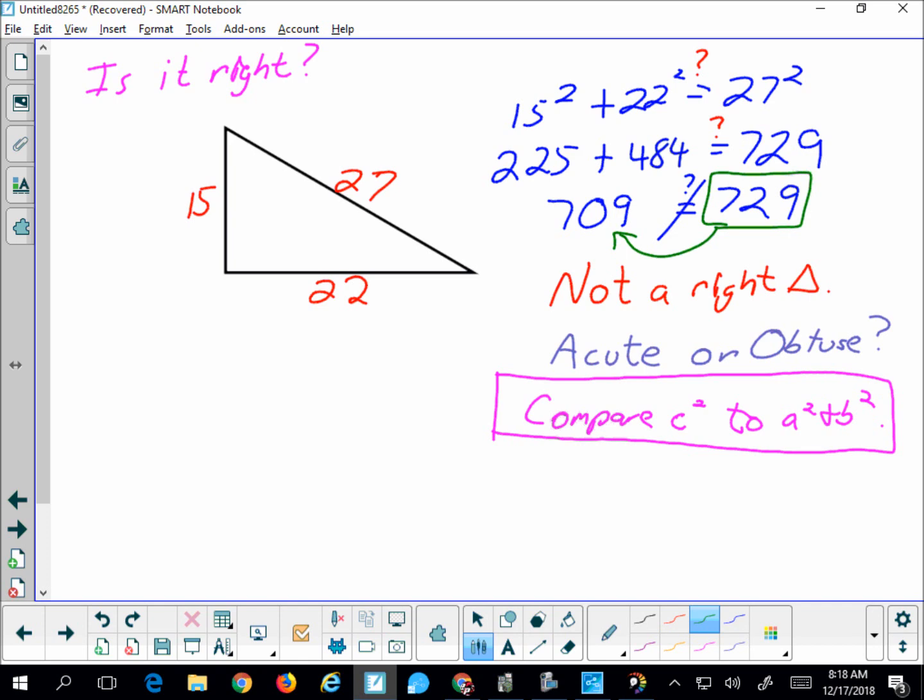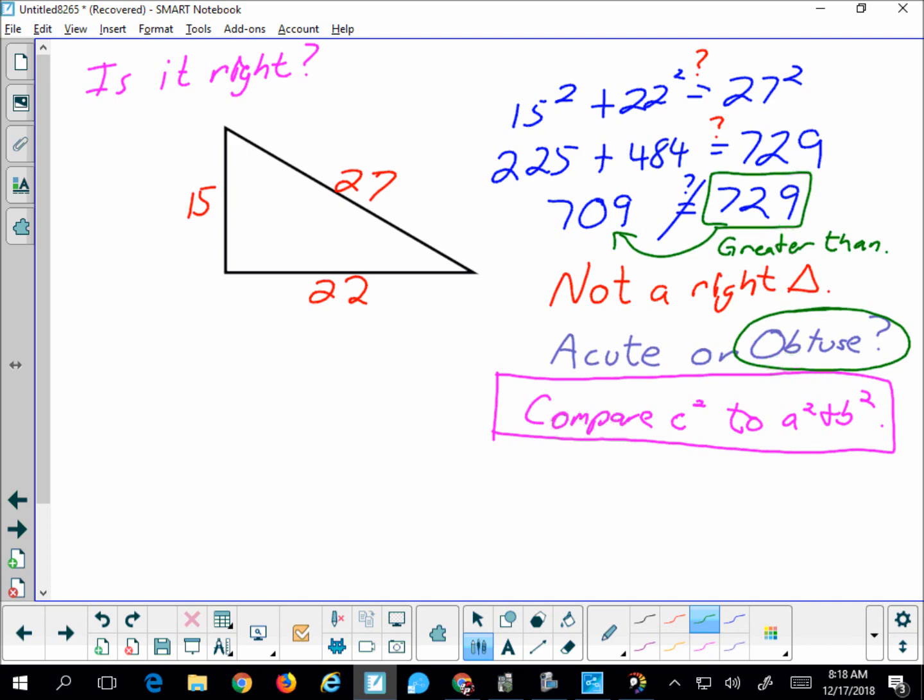So which one of these two words means bigger or larger? Obtuse. So this one is going to be obtuse, because c squared is greater than a squared plus b squared. Okay?